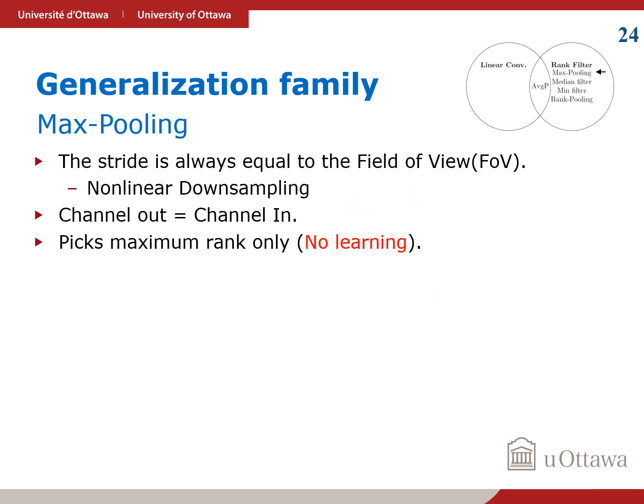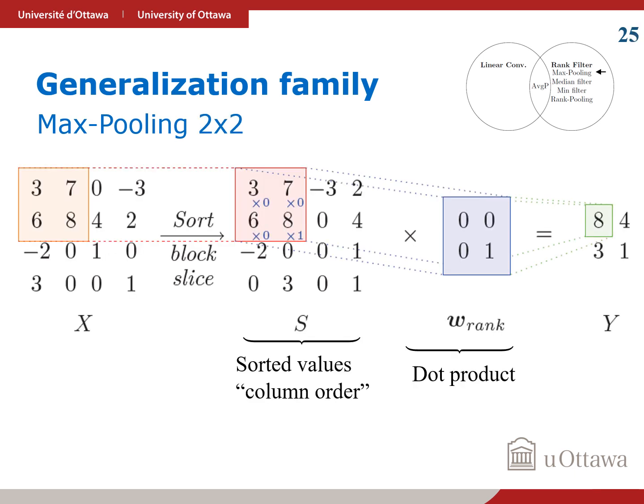The max pooling layer was designed to downsample and pass highest activations from a small patch. Hence, the field of view is always equal to the stride. It's a robust layer because small changes in the input patch may not be transferred to subsequent layers. On the left, I've highlighted an input patch. In the middle, you have patches sorted from smallest to largest values. Then I perform a dot product with weights that only keep the max. Highlighted in red are the ranks, so these are sorted values in column order. So the first block, there was no change because it was already in order.